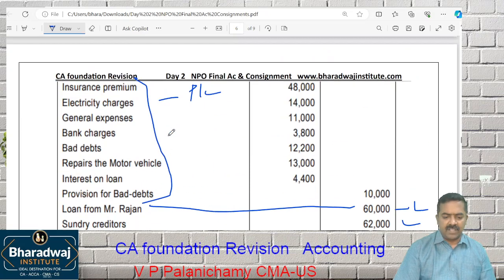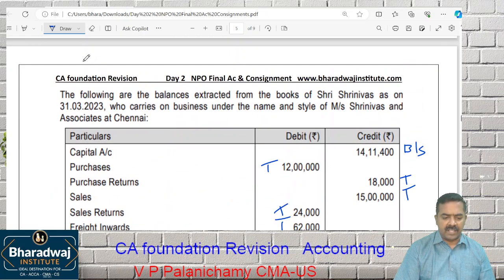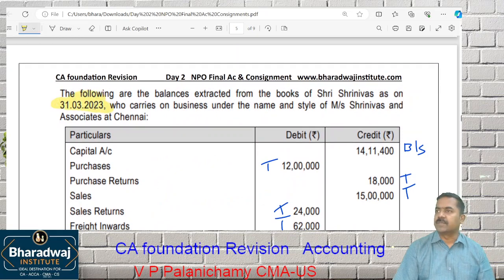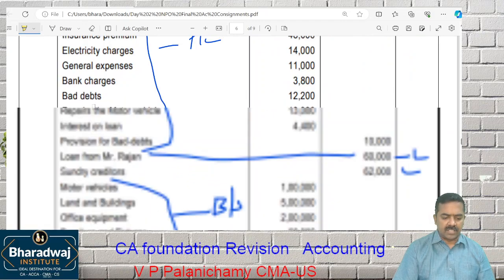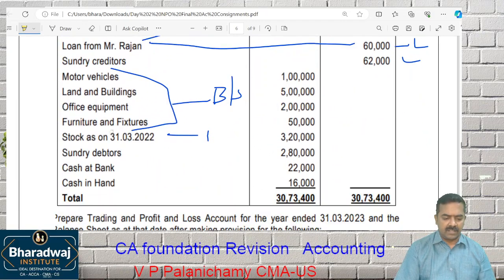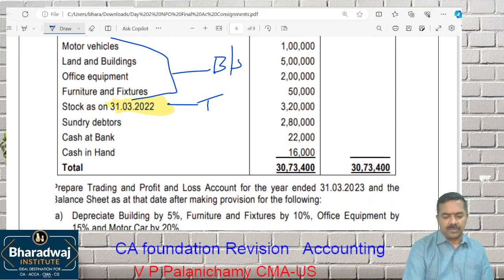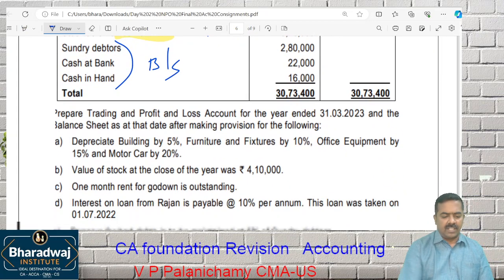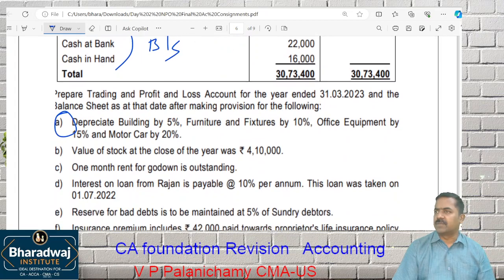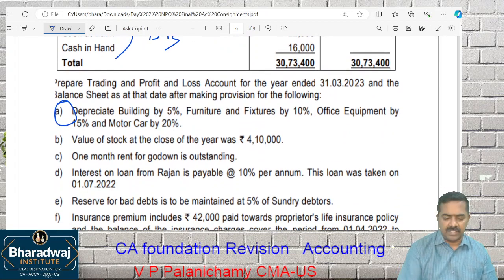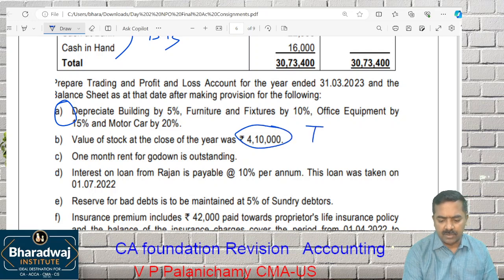We are preparing for the year ending 31st March 2013. Current year is 31st March 2013. So this stock is opening stock or closing stock? Last year's closing stock is nothing but this year's opening stock. This will come in which account? Trading account. Debtors, of course, cash in bank, cash in hand, will come in balance sheet. Depreciation will be charged in P&L account as well as adjusted in balance sheet. Closing stock will come in which account? Trading account as well as in balance sheet.